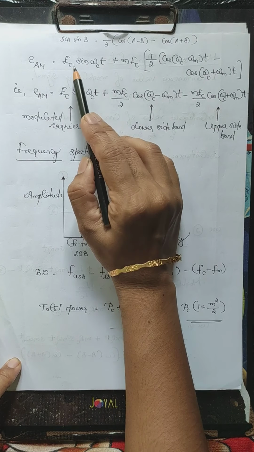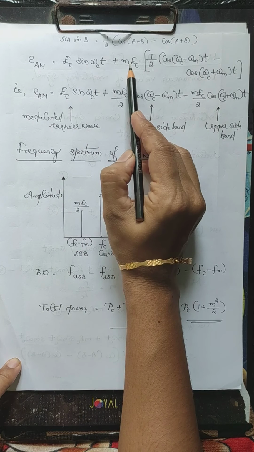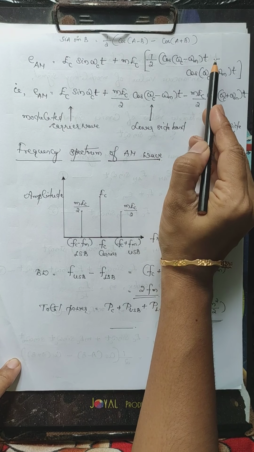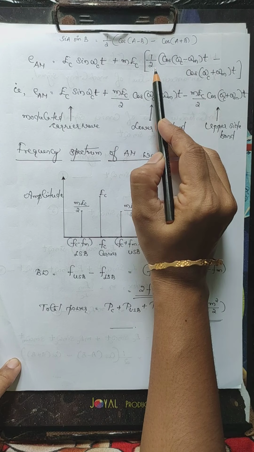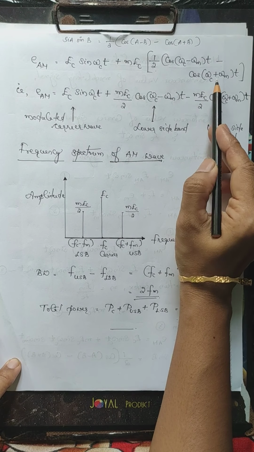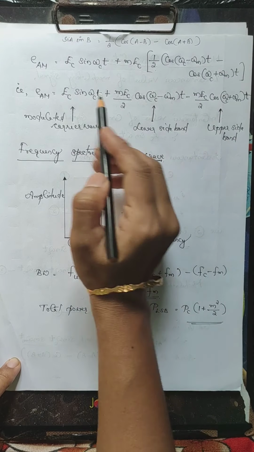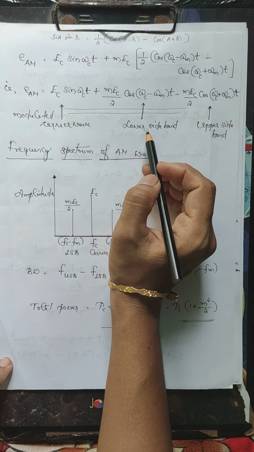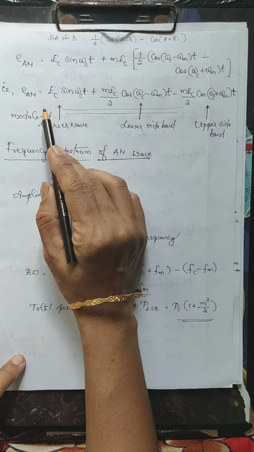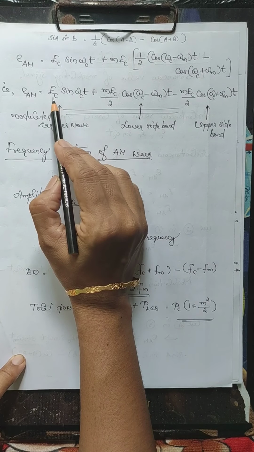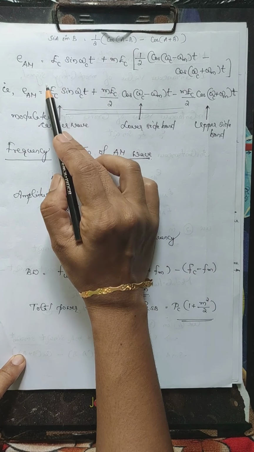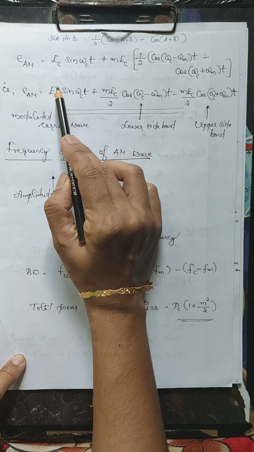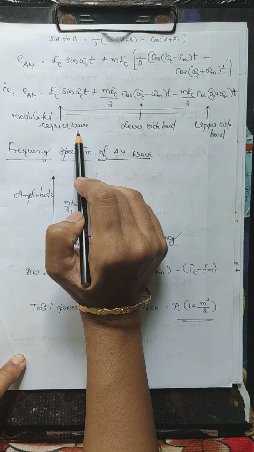So this can be written as EC sin omega ct plus MEC divided by 2 into cos omega c minus omega m into t minus MEC divided by 2 into cos omega c plus omega m into t. So this is the final equation for the amplitude modulated signal. In this equation there are 3 terms. The first term is similar to the carrier wave. So it represents our actual carrier waveform, our modulated carrier waveform.